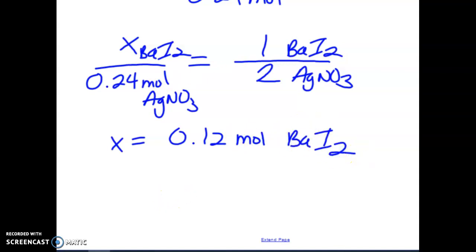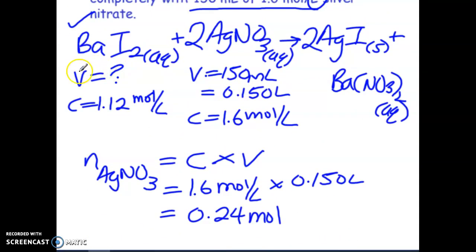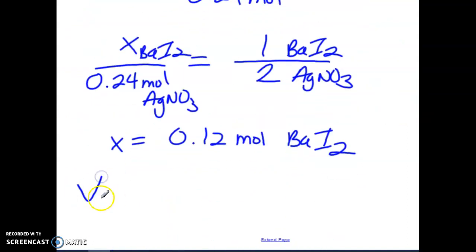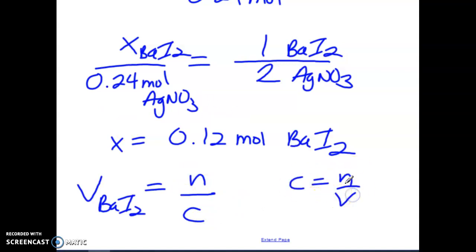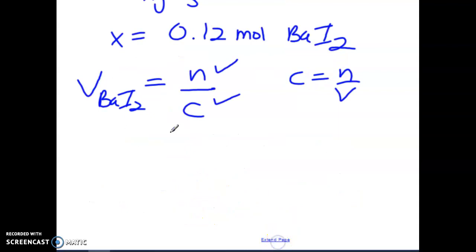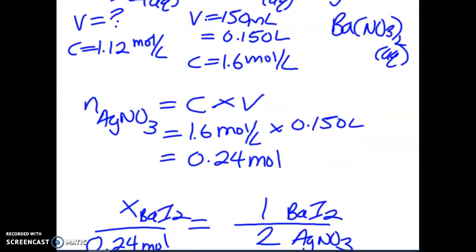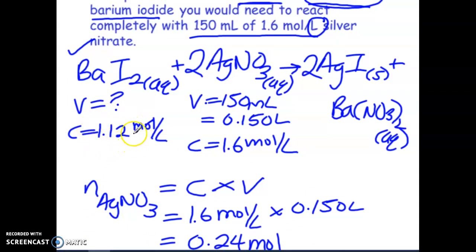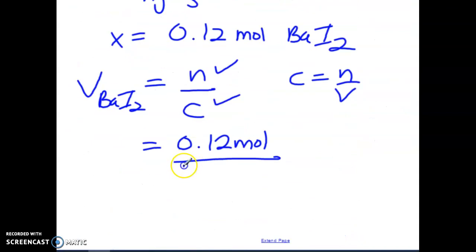Okay, so the last thing is we need to solve for volume. And we're told the concentration. So volume of barium iodide is going to be moles over concentration, right? It's really our C is equal to n over V, but just rearranged to solve for V. So now we have moles and we're told concentration from the original question. So we have 0.12 moles over the concentration given, which is 1.12 moles per liter.